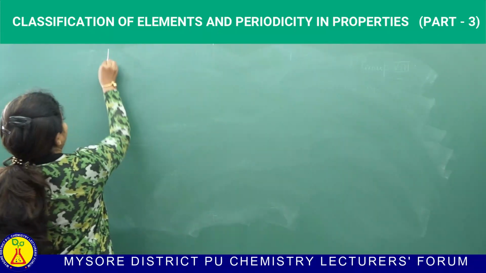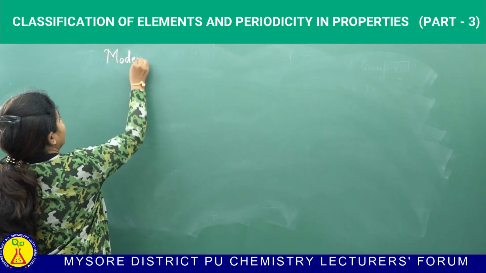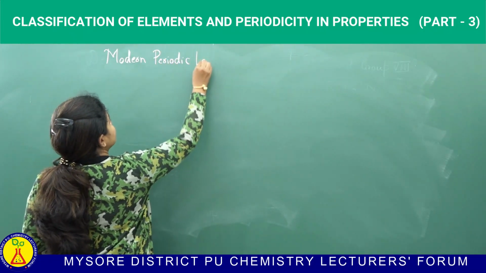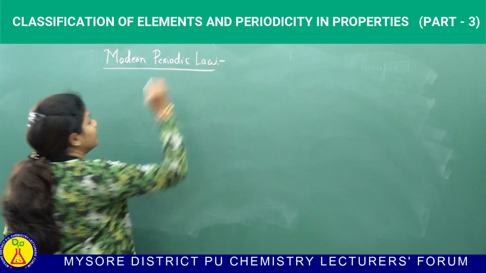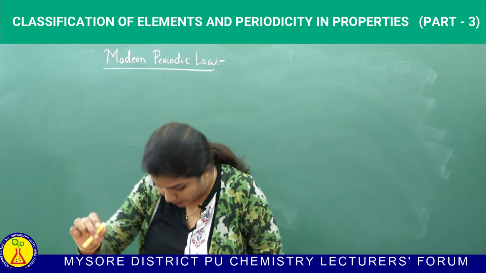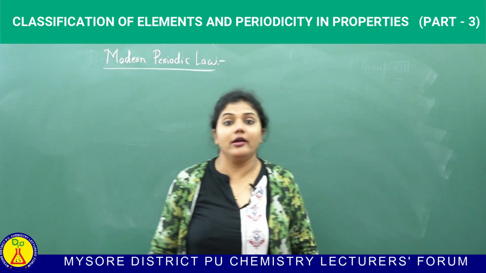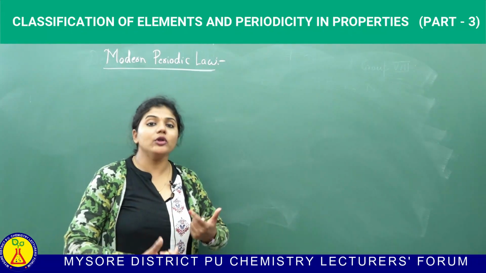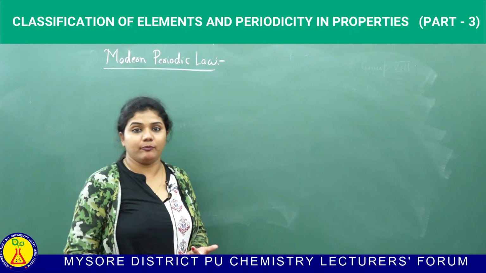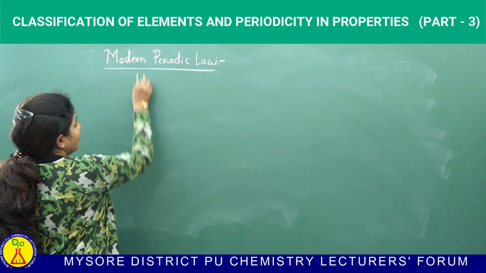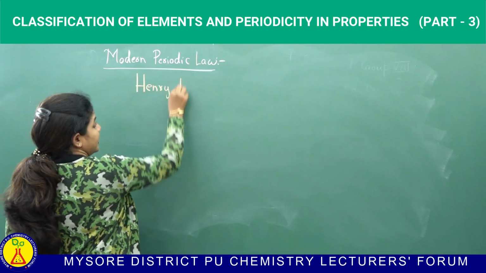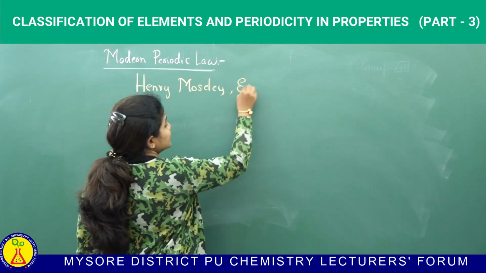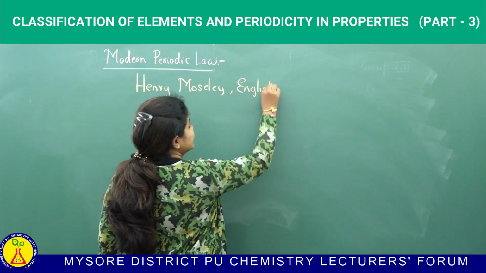Okay, so now we will start with the topic which is called modern periodic law. Ma'am, what do you mean by modern periodic law? How it came into picture and how do you define this modern periodic law, we are going to study. One scientist's name I'll mention now, Henry Moseley. Scientist by name Henry Moseley. He was an English physicist.